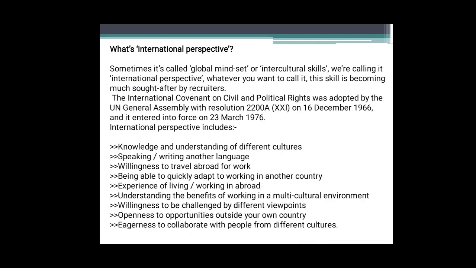it includes the knowledge and understanding of different cultures, speaking or writing another language, willingness to travel abroad for work, being able to quickly adapt to working in another country, experience of living or working abroad, understanding the benefits of working in a multicultural environment. So willingness to be challenged by different viewpoints, openness to opportunities outside your own country, and eagerness to collaborate with people from different cultures.